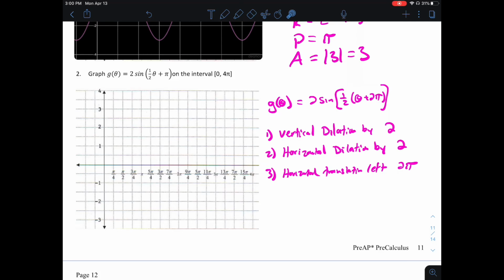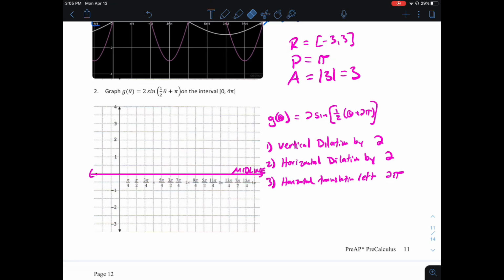When we draw the sketch, you want to find the midline first. Since there's no translating up or down, the midline is on the horizontal axis. It hasn't changed. After we have the midline, then we want to figure out where this graph starts. This had a horizontal translation left of 2 pi. So that means that this graph starts all the way over here someplace at 2 pi, which is, this graph doesn't even show that far. So it's going to make this more complicated.